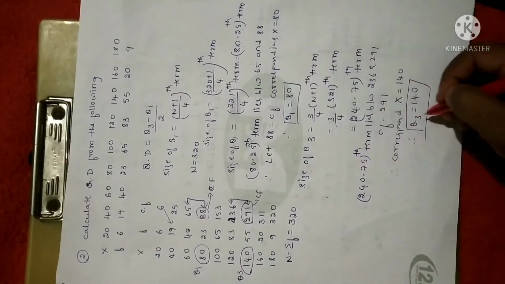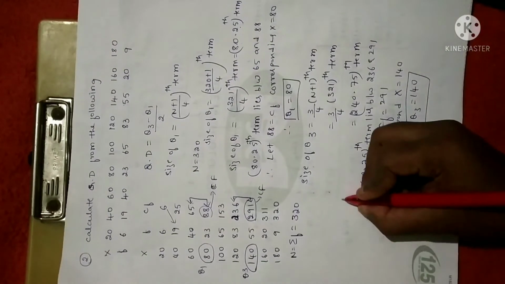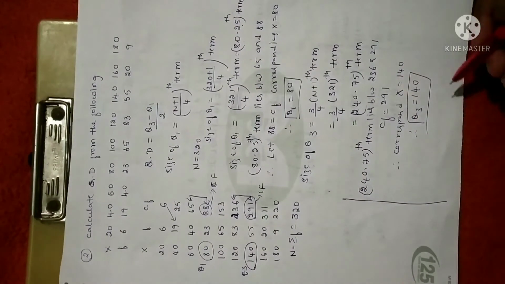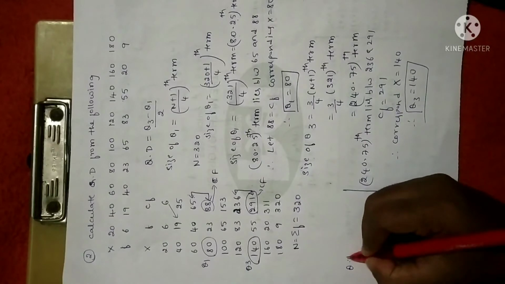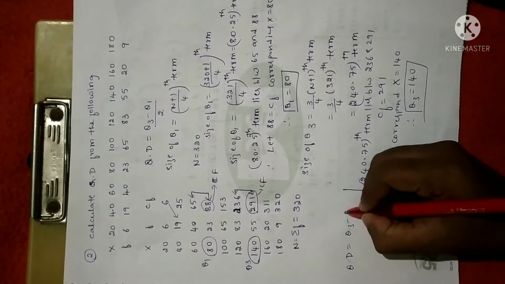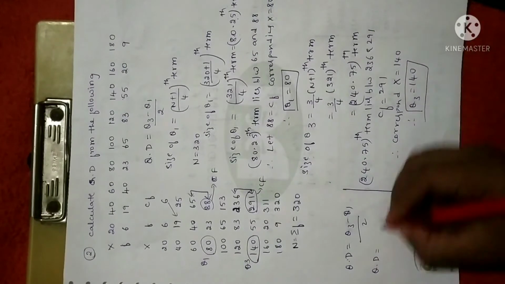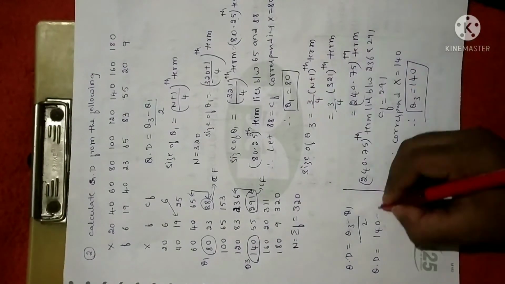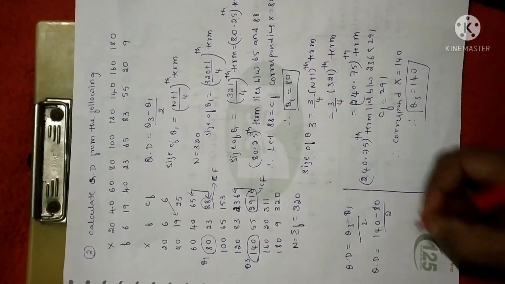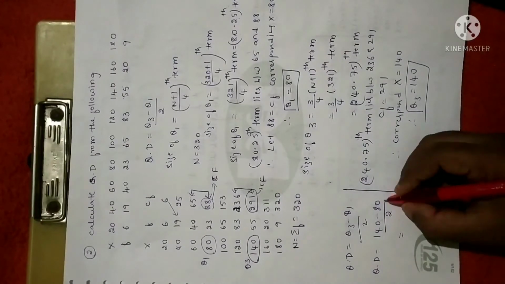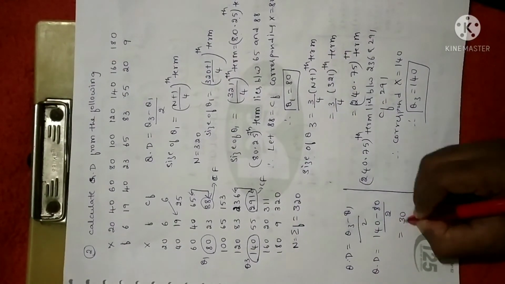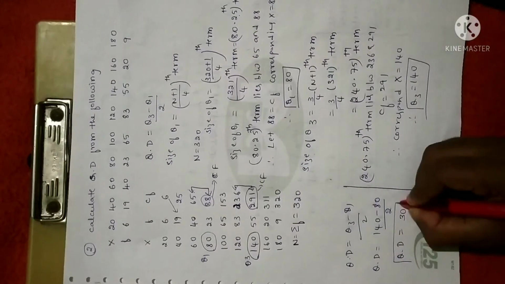Now once you obtain Q1 and Q3, you substitute in the formula. So I'll just do it here. You have to write below this. So quartile deviation is equal to Q3 minus Q1 divided by 2. Anyhow, I have written it here. So quartile deviation is Q3 which is 140 minus Q1 which is 80 divided by 2. So when you divide, 140 minus 80 divided by 2 is 30. So this is the required quartile deviation.